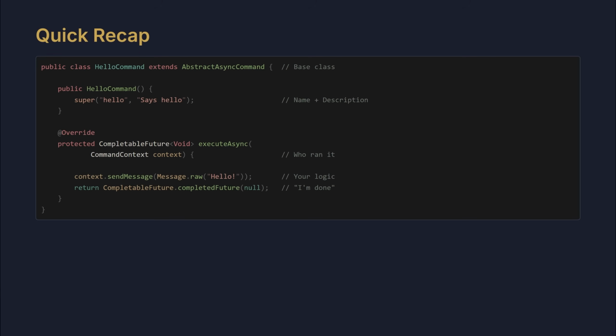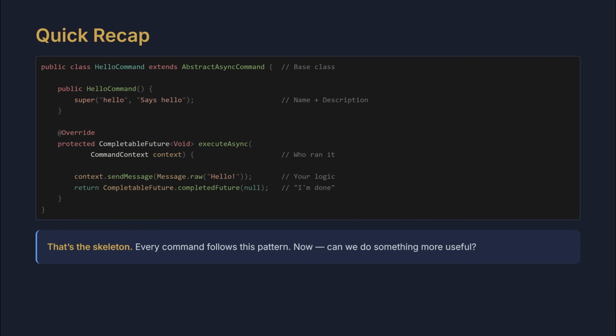So this is our quick recap. This is our skeleton. We have a base class, we have a name and description, we have who ran it, our logic, and the message saying, hey, I'm done. That's the skeleton. Every command follows this pattern. Let's see that in production.